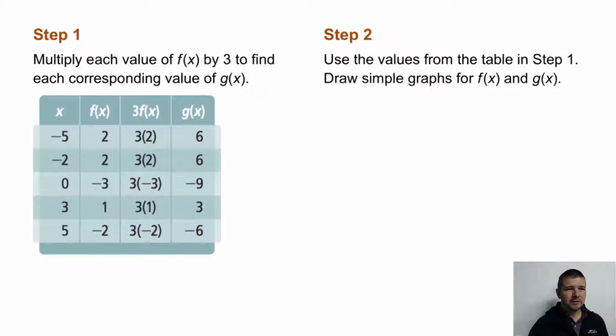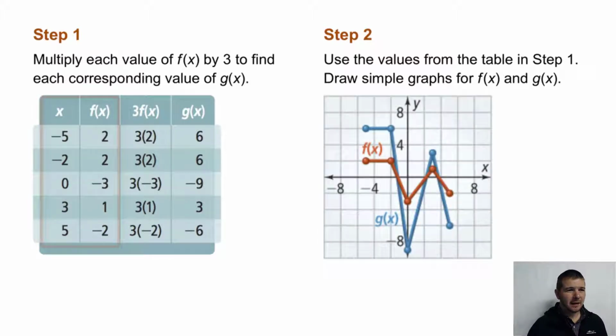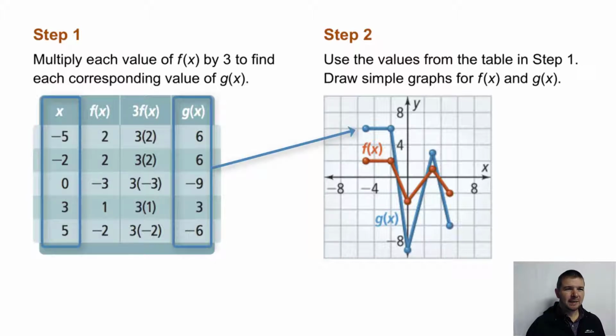Step 2. We'll use the values from the table in step 1 and draw simple graphs for f of x and g of x. So we've plotted the points, f of x here in reddish-orange, connected them with line segments, and then plotted the corresponding points for g of x in blue, again connecting those points with line segments.